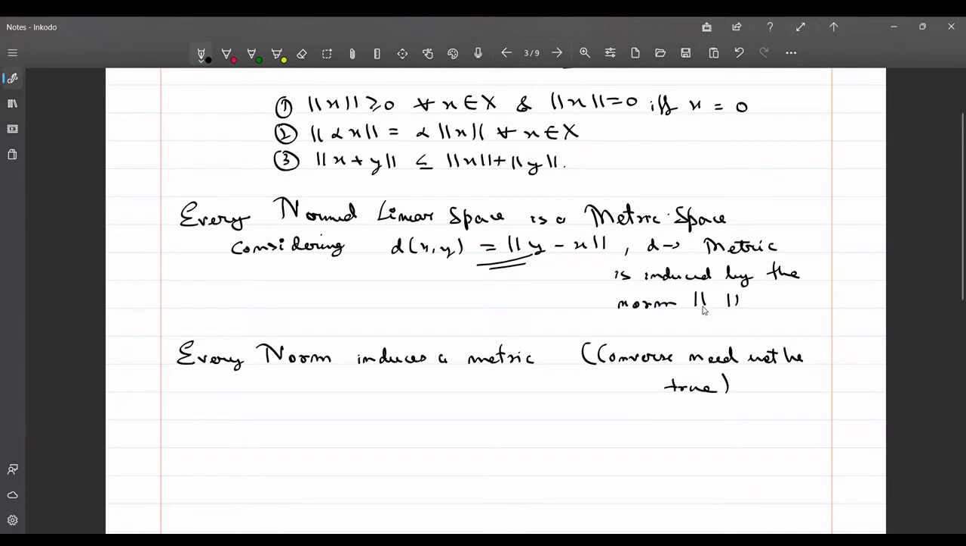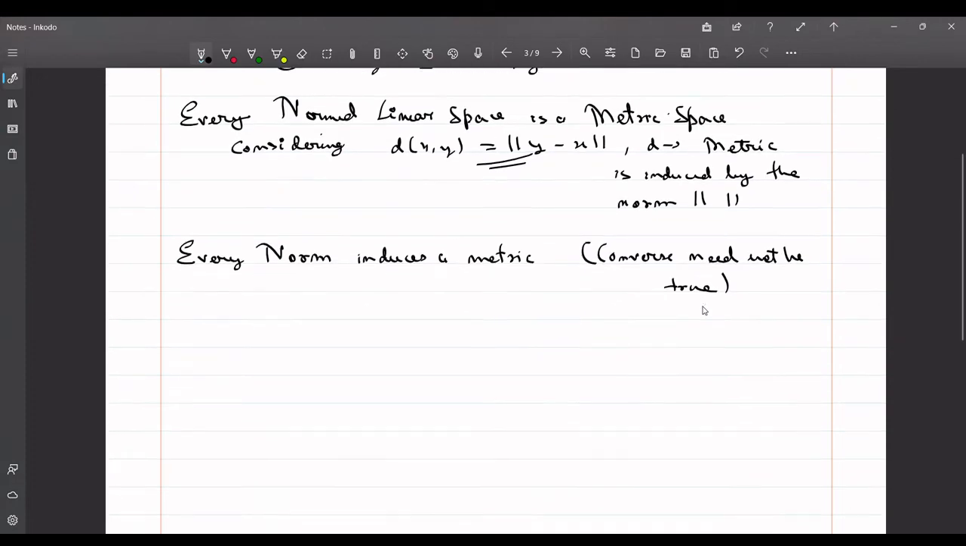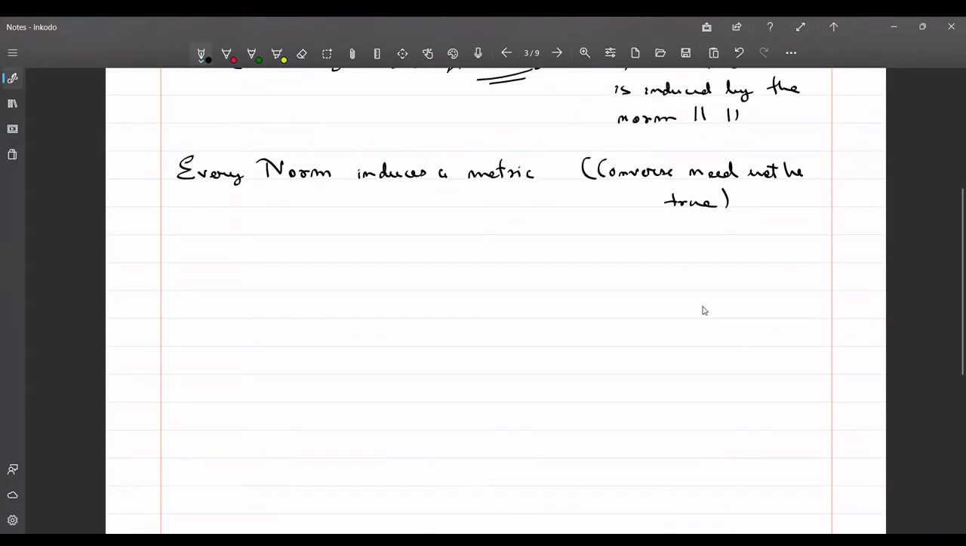We can obviously get a huge number of examples in which you have a metric but it is not induced by any norm. But if you have a normed linear space, or rather if you have a defined norm, then that norm will obviously induce a metric.